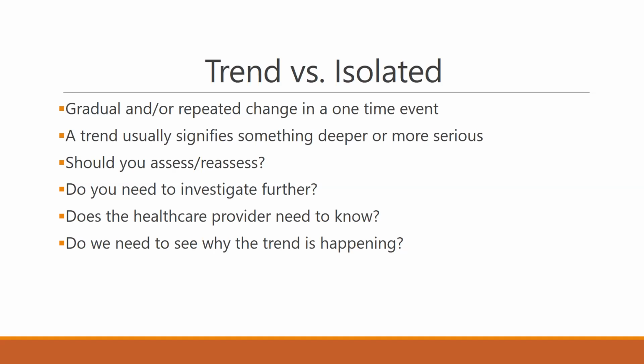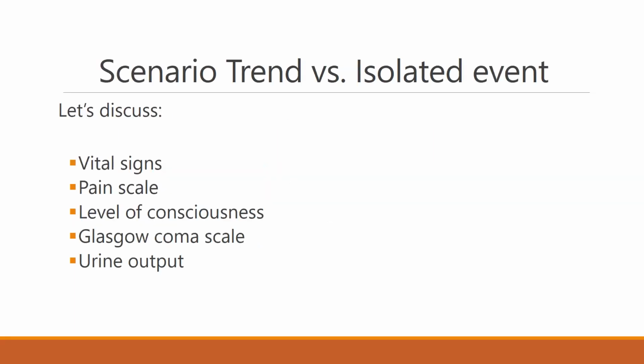signifies something more serious. Is the trend showing you heart rate is gradually climbing up, or is it an isolated event, or having arrhythmia on the monitor that goes away and never comes back or happens once or twice more? So let's talk about a scenario: trend versus an isolated trend.